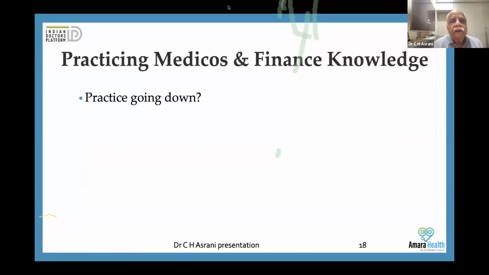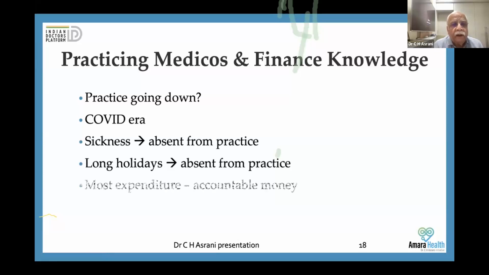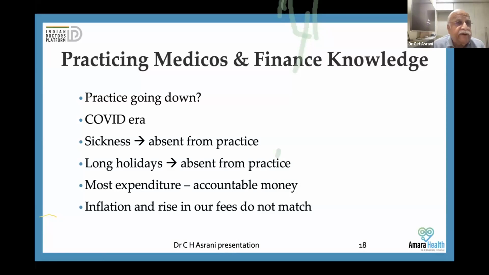Then why are we talking now? Because everybody has felt that practice is going down. It happened in COVID era because clinics were shut down. In sickness, if you are sick and you are absent from practice, you go on a long holiday and you remain absent from practice. All the money that we spend nowadays is accountable money, because very little we spend on cash. Everything is e-commerce or UPI, is all accountable. And whatever inflation occurs, our fees do not rise in the same proportion.